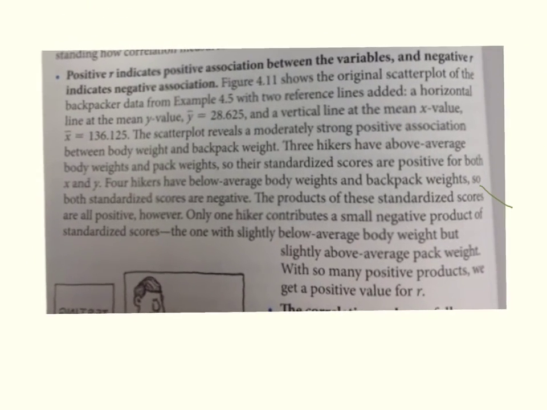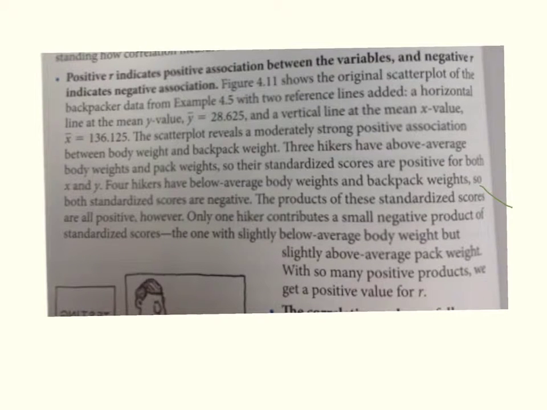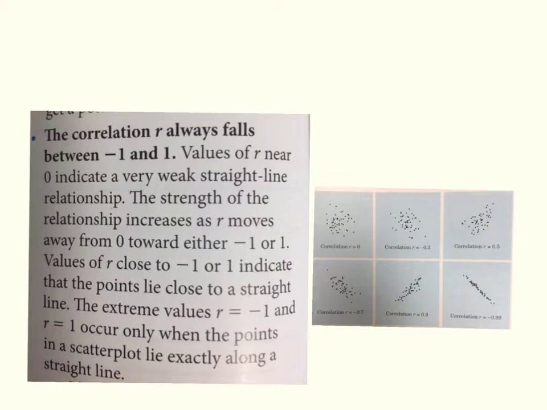So basically, if you read here, positive R indicates a positive association, and negative R represents a negative association. Your correlation always falls between 1 and negative 1. So that's this part right here. It always falls between 1 and negative 1.